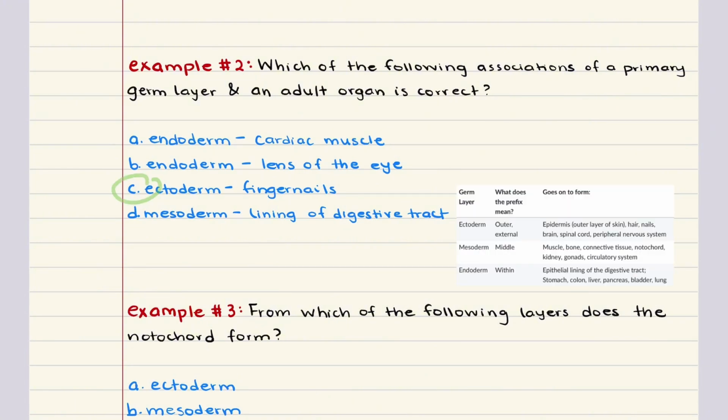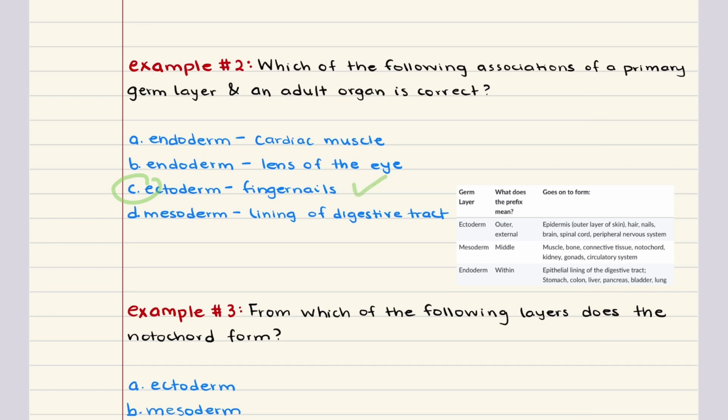The ectoderm is the outermost germ layer, and it's responsible for forming structures that interface with the external environment. So that includes the epidermis, which gives rise to the skin, hair, and nails, as well as specialized structures like the lens of the eye and the entire nervous system. Because fingernails develop from the epidermal layer, which comes from the ectoderm, this association is correct.